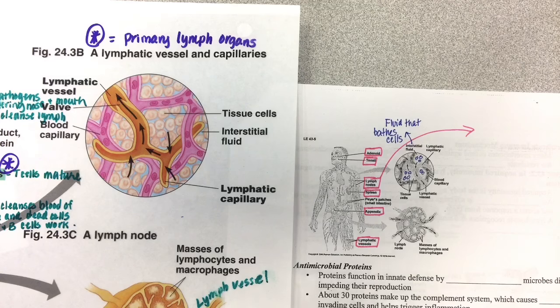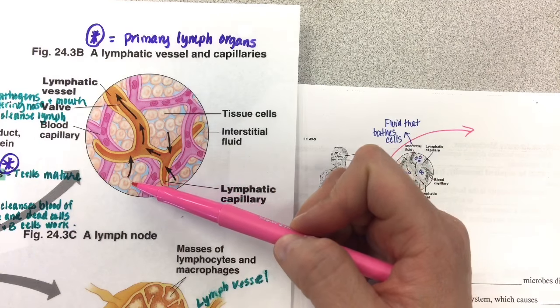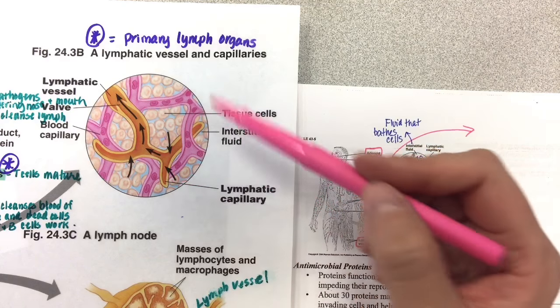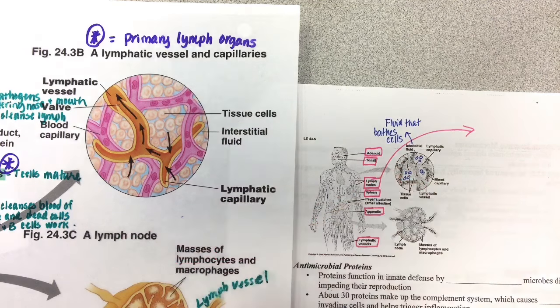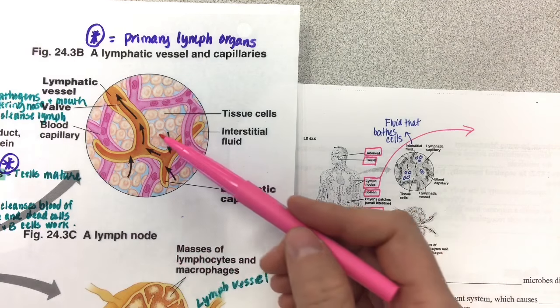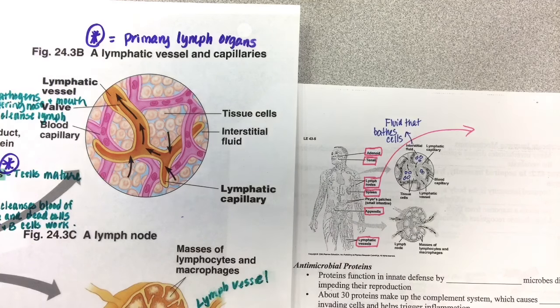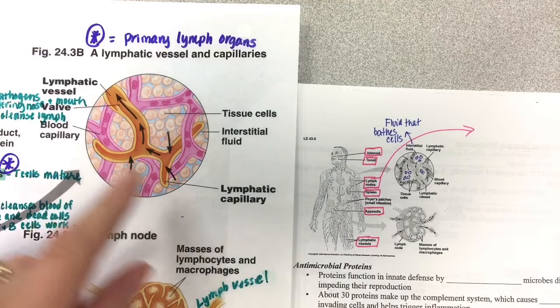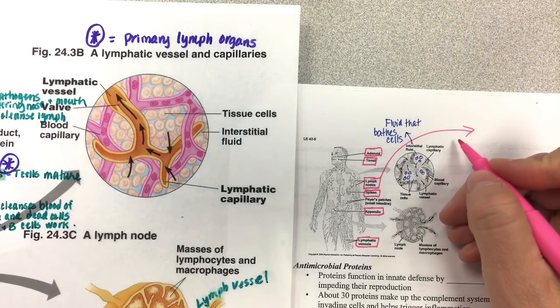If you notice here, there are these arrows. What this is trying to show you is that this interstitial fluid enters the lymphatic vessel, and so it enters there and flows throughout your body. And when it gets to a lymph node, what the lymph node does, let's write here.